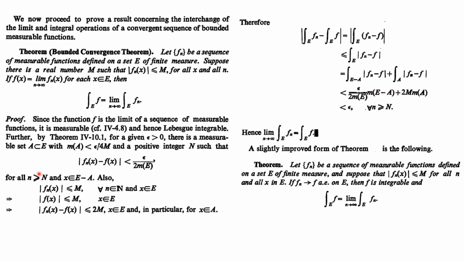And this thing is true for all n greater than or equal to capital N. So we get this inequality that the mod of the integral of fn minus the integral of f over E is less than epsilon for all n greater than or equal to N. So this is by the definition of convergence. When a sequence minus the limit is less than epsilon for all n greater than or equal to N, it means the sequence converges to this number. So what we get, the limit as n goes to infinity of the integral of fn is nothing but the integral of f over E, and this thing we had to prove.